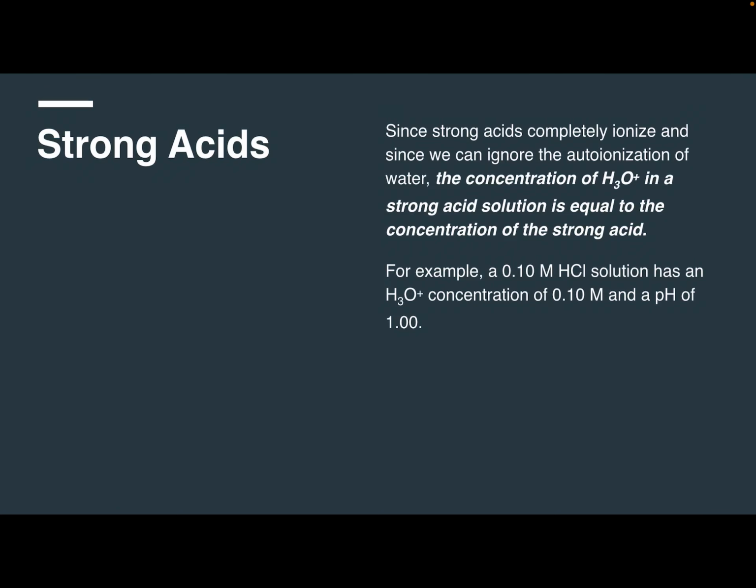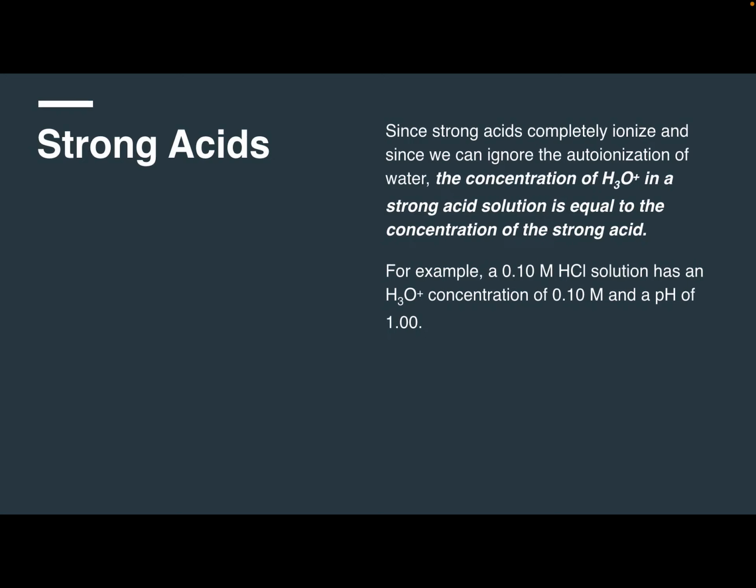Alright, so I wanted to talk about a couple different scenarios, and I'll probably do this over the course of a few different videos because I want to work out some problems. But we got to talk about what happens in finding the pH of different acid solutions. The first type would be a strong acid, and strong acids completely ionize. So they're the easy one.